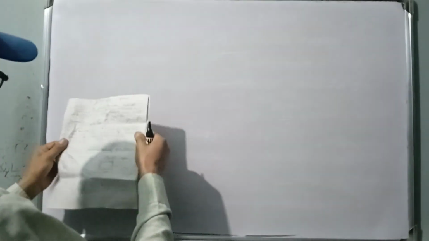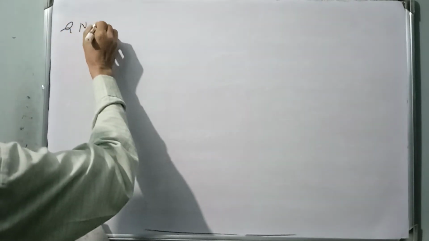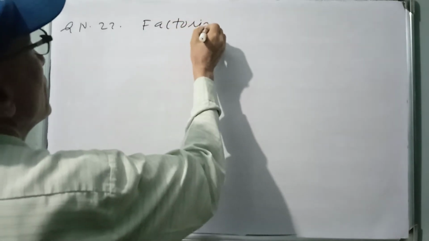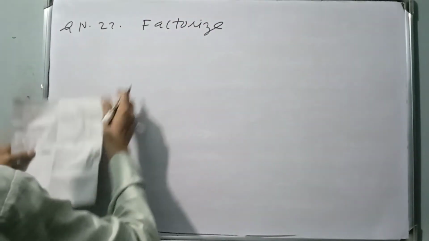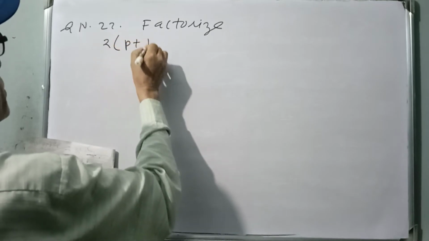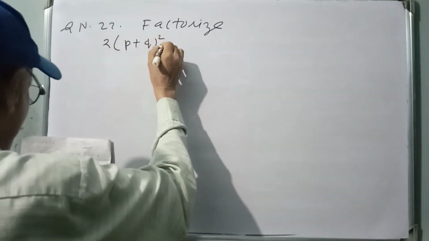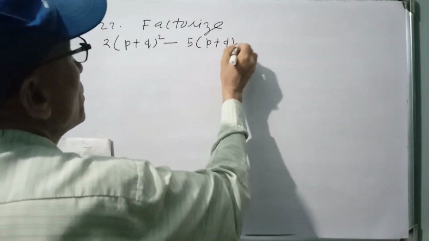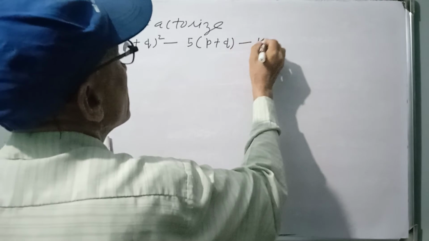Another question is this. Factorize. Question number 22. Factorize. The question is as follows. 2p plus q whole square minus 5p plus q minus 18.